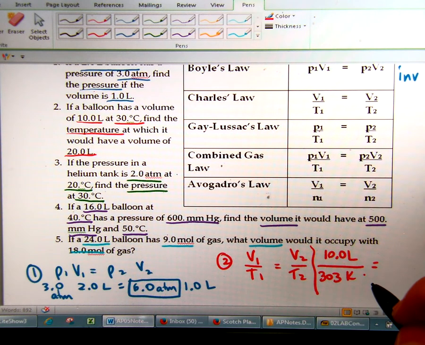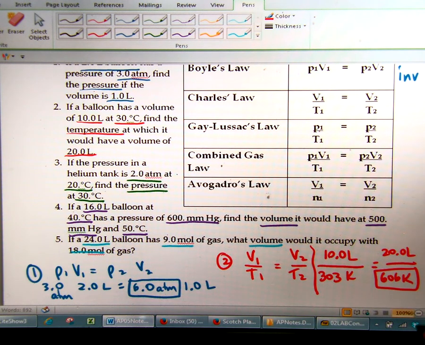And then you're going to have a new volume, which is 20 liters. And you want to find out at what temperature that will have to happen. So if you do the math, you're going to find out that that's 606 Kelvin, which is actually quite high. The interesting thing is that this is a direct relationship because as the temperature went up, specifically doubling here, the volume also went up, which also happened to double.